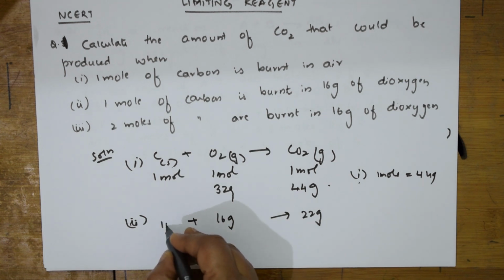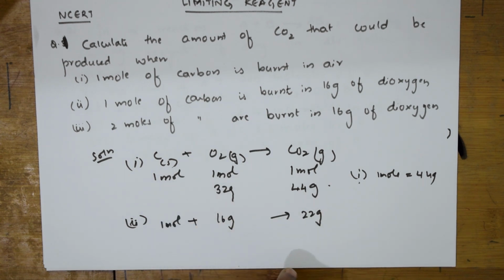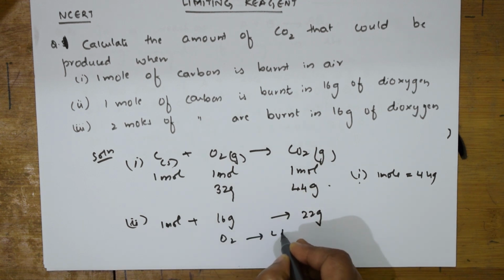So here they've given 1 mole. Now tell me which is the limiting reagent. Oxygen is the limiting reagent because it is consumed most. So oxygen is the limiting reagent. That is the thing.